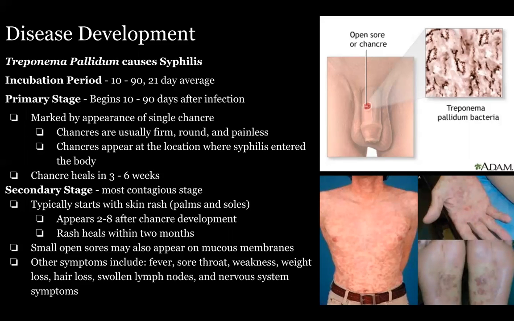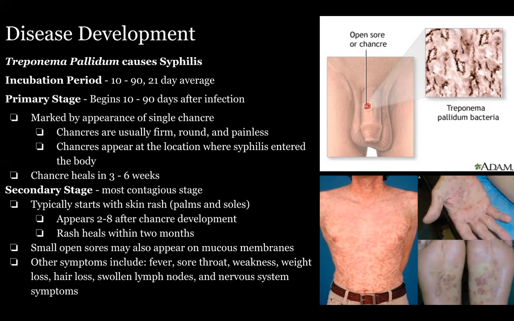If the syphilis infection is not treated during the primary stage, it will progress to the secondary stage. The secondary stage is the stage in which the person is the most contagious. It typically starts with the appearance of a rash that appears as rough, red or reddish-brown spots. The rash occurs all over the body, including the palms of the hands and the soles of the feet. The rash appears 2 to 8 weeks after canker development. Since cankers take 3 to 6 weeks to heal, the rash can appear before the canker is fully healed. The rash typically heals within 2 months.